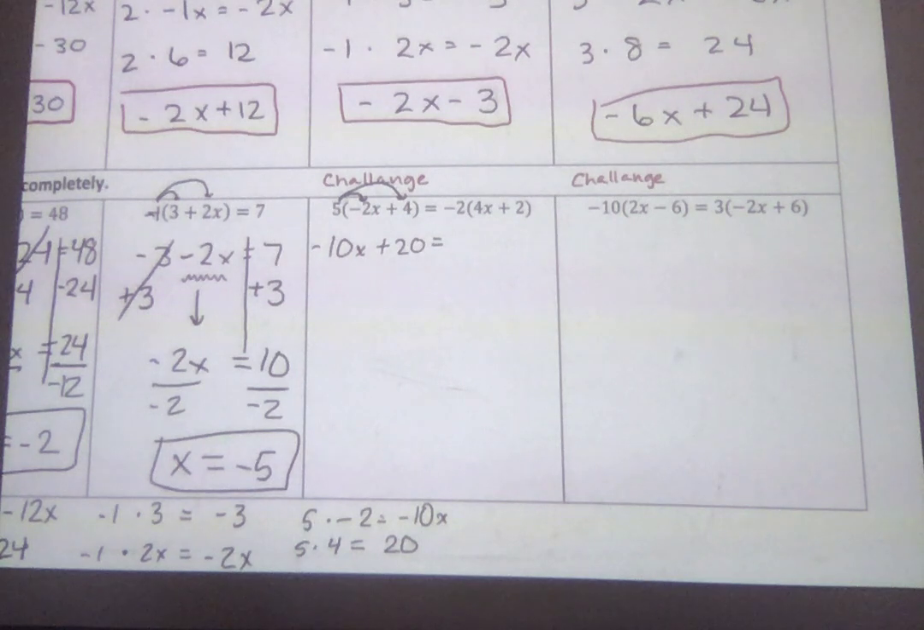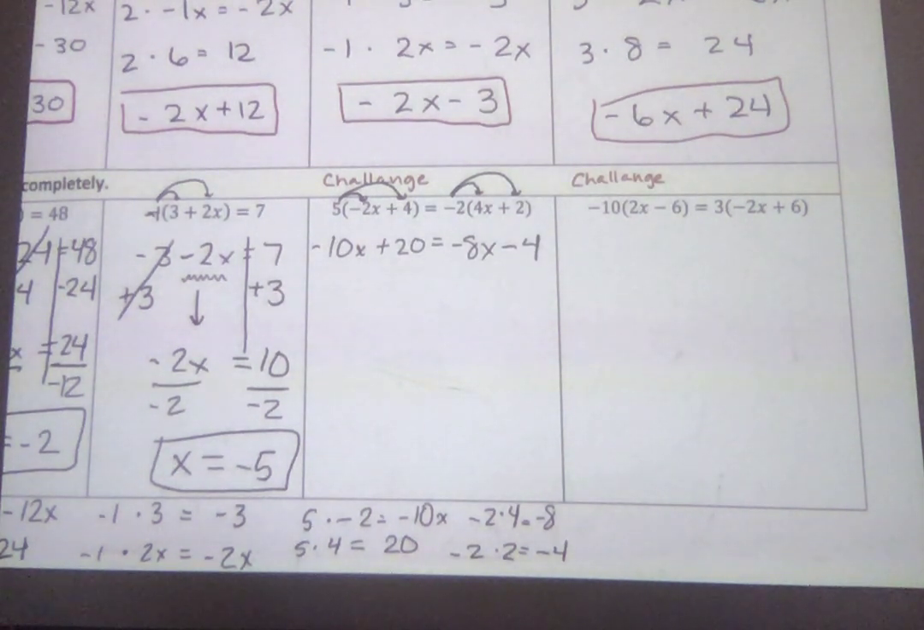So then on the second side, we're going to distribute this at the same time. So we're going to have negative 2 distributed both ways. So we're going to have negative 2 times 4x, which will be a negative 8x, plus 4. And then negative 2 times 2 should get you a negative 4 since we're multiplying by a negative. So you'll have minus 4.